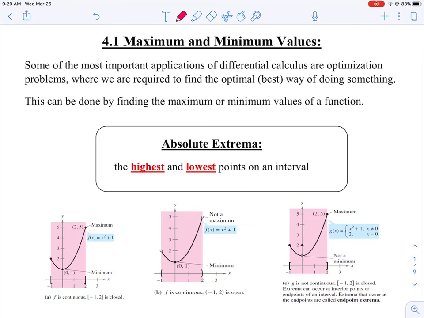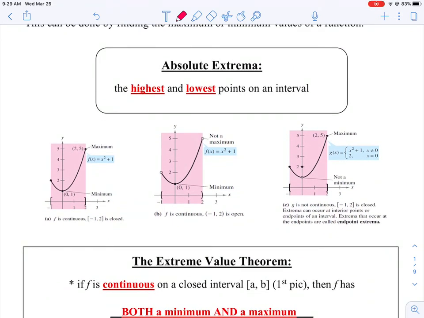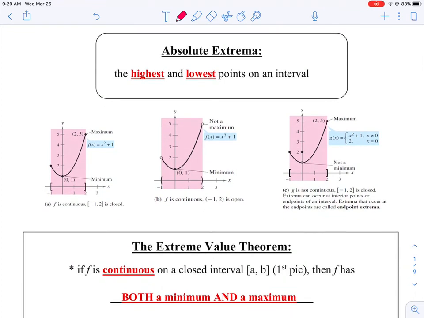So let's get started and talk about 4.1, where we're going to talk about maximum and minimum values. Some of the most important applications that we do in calculus are trying to optimize things, either trying to find the greatest or the least value of a certain situation, the best way of doing something possibly. This can be done by finding the maximum and minimum value of that function. So we're going to talk first about finding the absolute extrema, the very, very, very highest point or the very, very lowest point on a certain interval, absolute maximum or minimum.